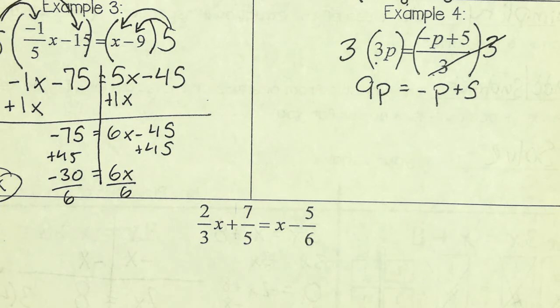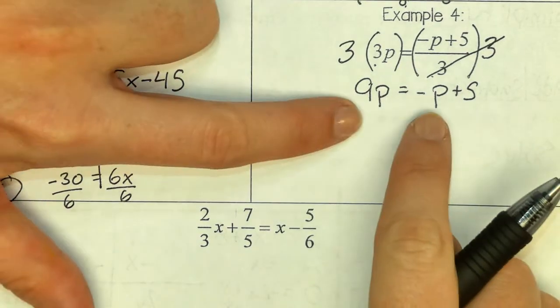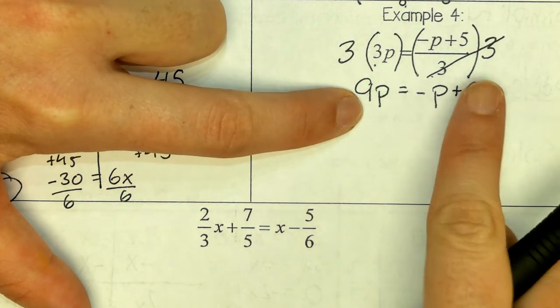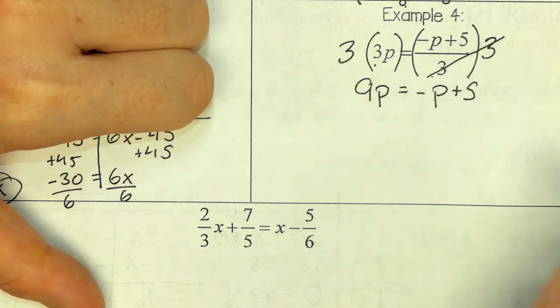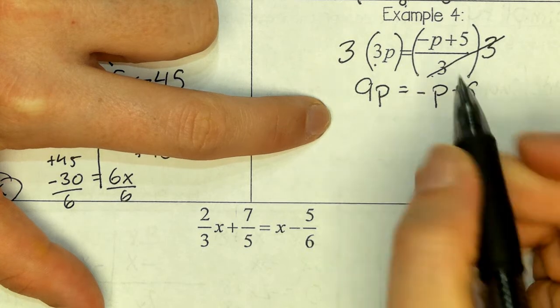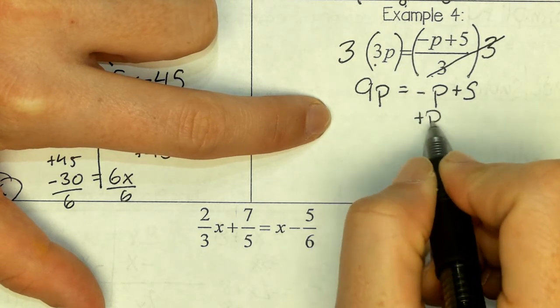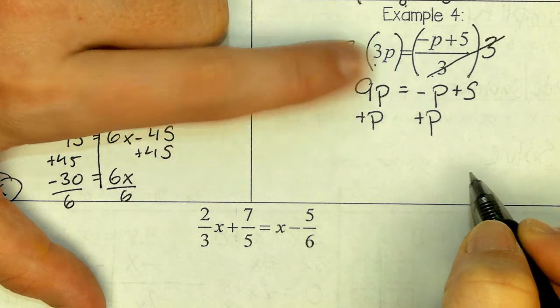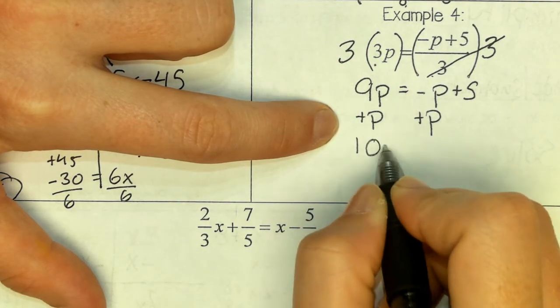We need to get our variables together, so we're going to add or subtract them. Which one should I do? So we have variables on both sides. We want to get the variables together, so we don't want to mess with the 5 right now. How could I move this negative p? Add. So we're going to add p to both sides. 9 plus 1 is 10.